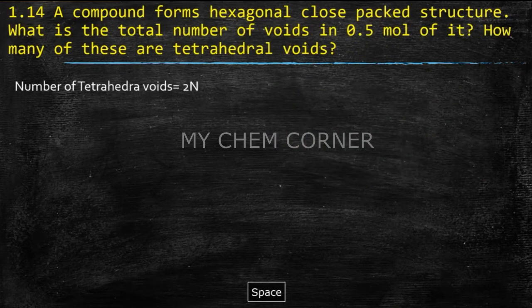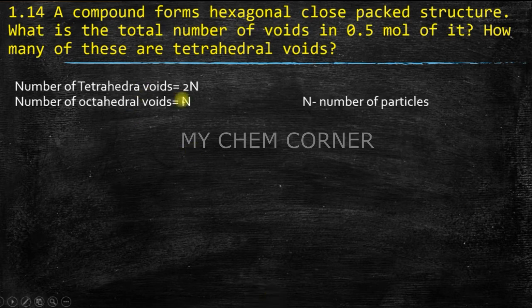Alright. Now, this question clearly says a compound forms a hexagonal close packed structure. What is the total number of voids in 0.5 mole of it, and how many of these are tetrahedral voids? Before we move into the question, you need to know how many tetrahedral voids and how many octahedral voids are generally there. The number of tetrahedral voids is 2n and the number of octahedral voids is n. Now what is n? n is nothing but the number of particles. So first we'll find out what n is.